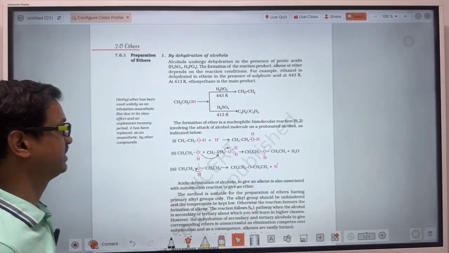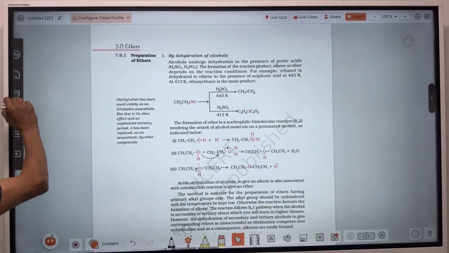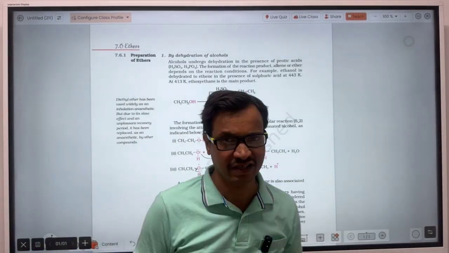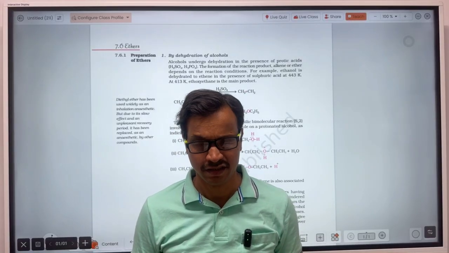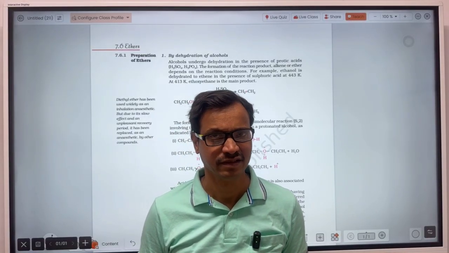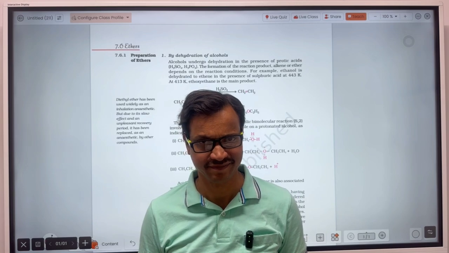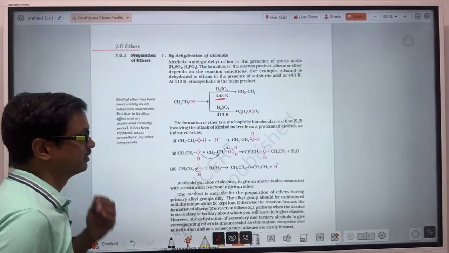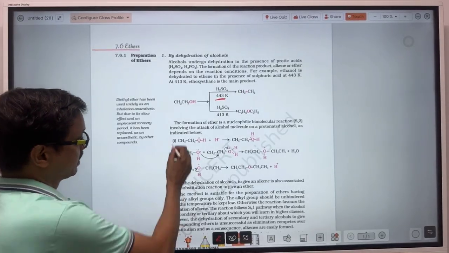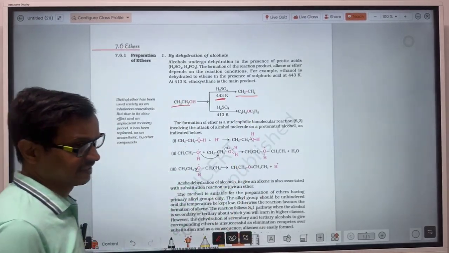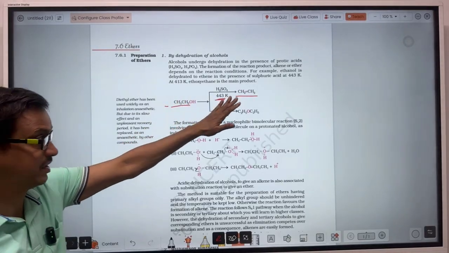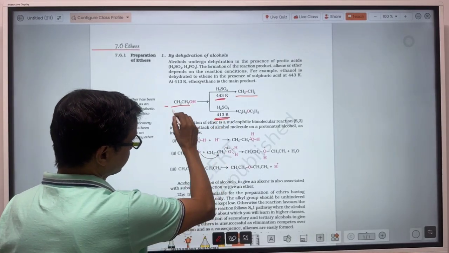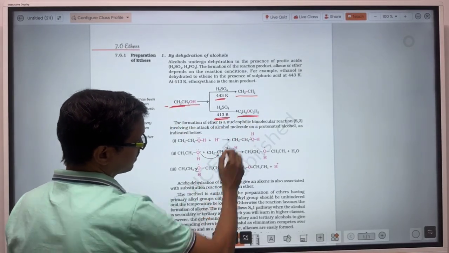Now let's see about ether. Firstly, preparation. The first one is here. One thing you have studied: when alcohol is treated with dilute H2SO4, there was formation of alkene. At higher temperature, the alcohol will convert into alkene. I have already discussed this reaction. But when the temperature is lower, the alcohol will convert into ether.